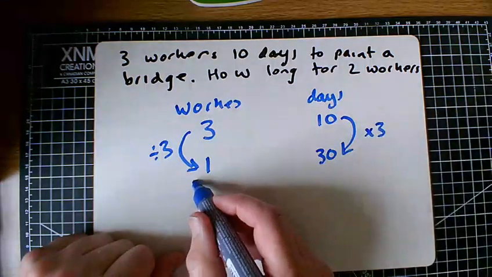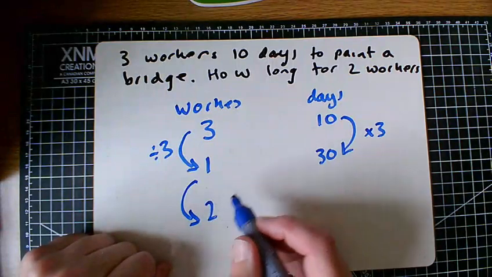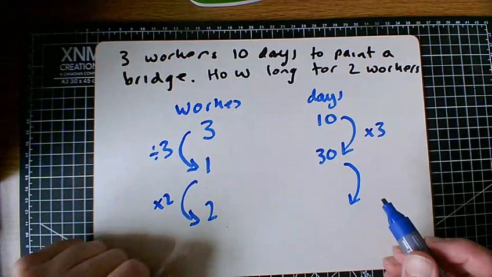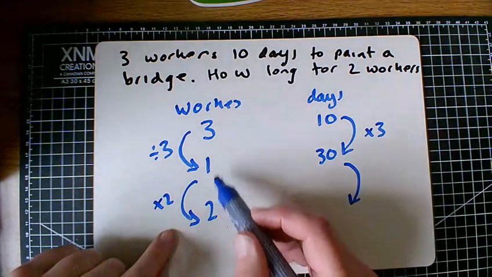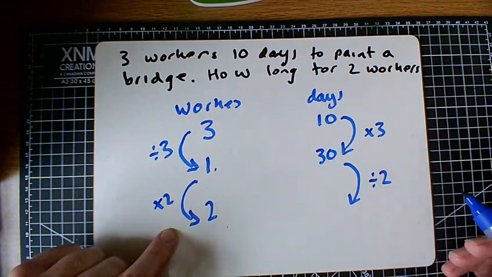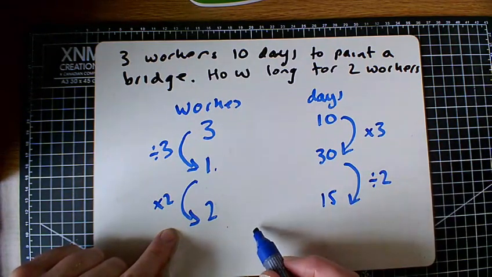I want to find out how long 2 workers take. To get from 1 to 2, I need to multiply by 2. So now I'm increasing the number of workers, I'm doubling the number of workers, so I need to halve the number of days. So 2 workers take 15 days.